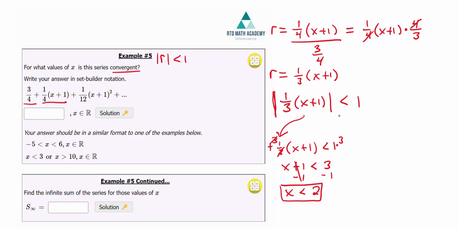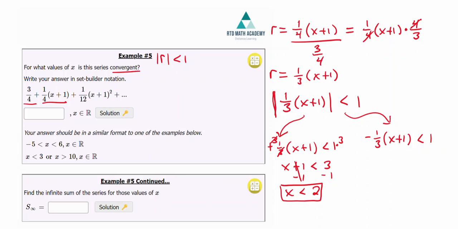All right, so that's one part of our inequality. And now let's do the other one. The other part you can think of as the negative version, because if you had negative 1 over 3 x plus 1 and then took the absolute value, you're taking the positive version. So now let's say, what would it be if it was negative 1 over 3 times x plus 1? And that has to be less than 1.